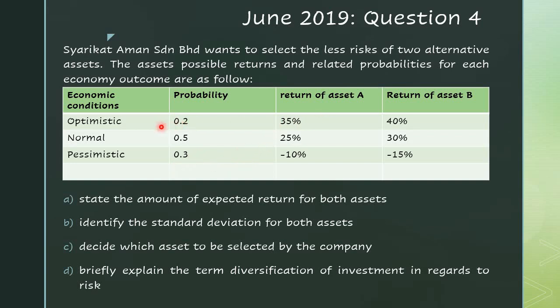If the economy is in the optimistic condition, these are the returns for asset A and asset B. These are the returns for the normal economic outcome for asset A and asset B, and these are the returns for the pessimistic economic condition for asset A and asset B. So the question gives you the requirement. They ask you to state the amount of expected return for both assets, then identify the standard deviation for both assets, and then explain which asset should be chosen by the company.